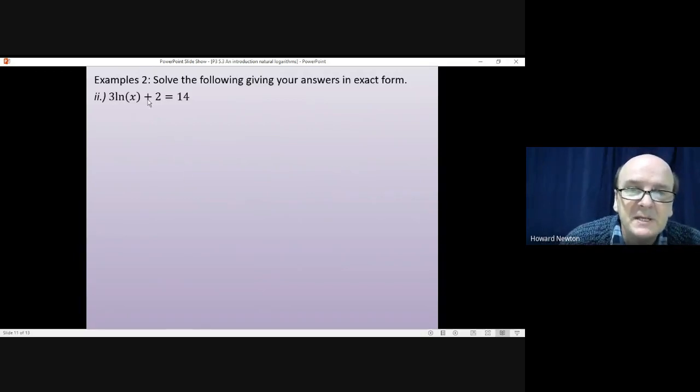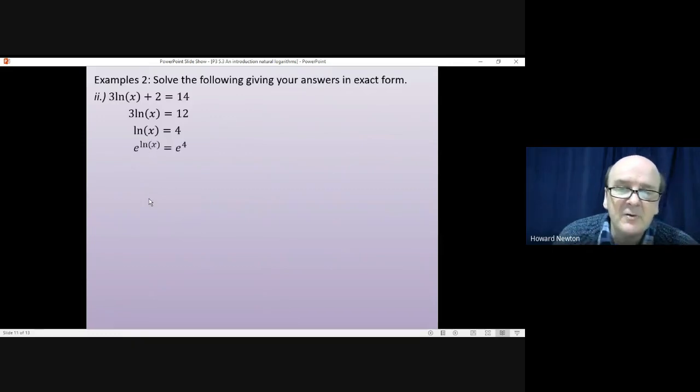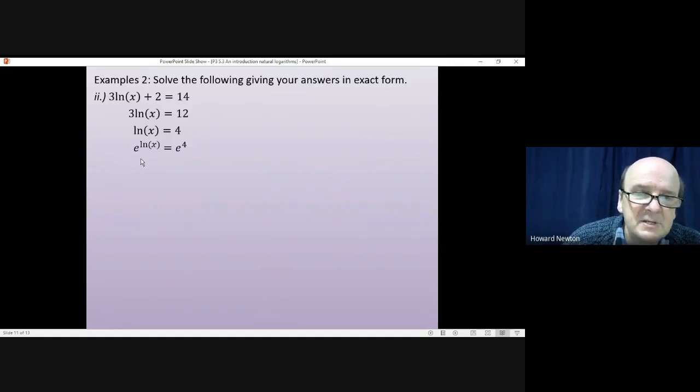You begin just by taking the plus 2 across to the other side in the normal way. And that gives you 3 log x equals 12. Then we divide by 3, and that gives us log x equals 4. Then we do the same as in the first example. We'll do e to the power of both sides. So the left-hand side becomes e to the power of log x, and the right-hand side becomes e to the power of 4. We do that because e and log cancel each other out, because they're inverse functions. So the left-hand side just simplifies to x, and the right-hand side is e to the 4. And that, again, is the answer in exact form.